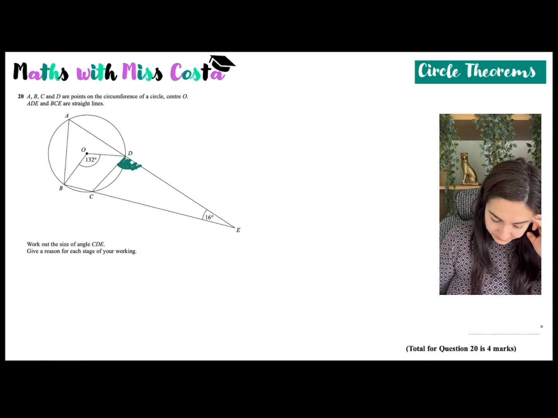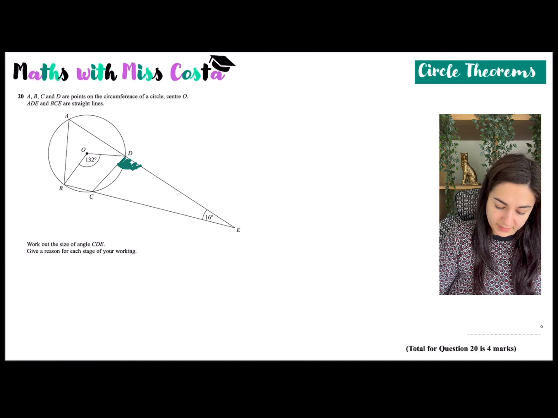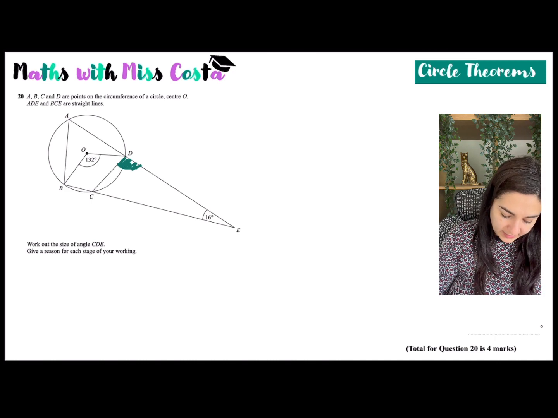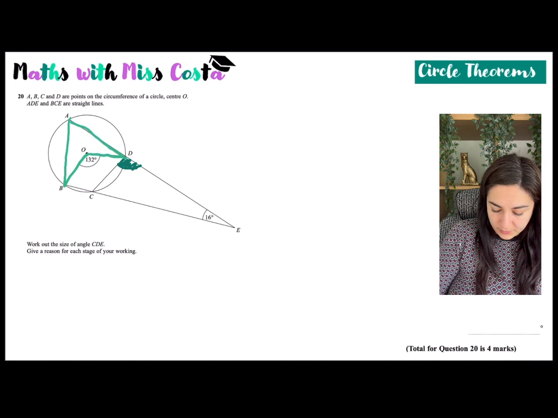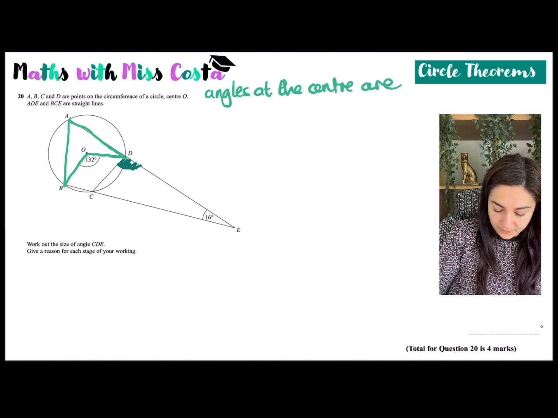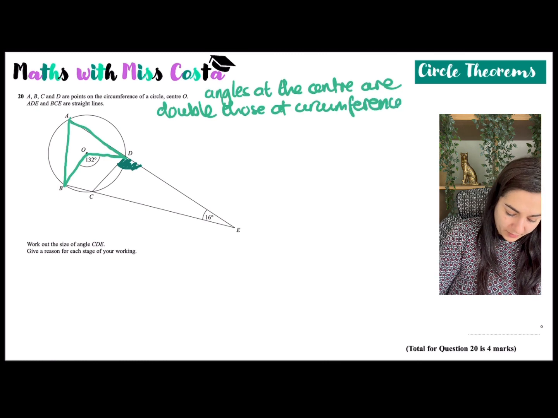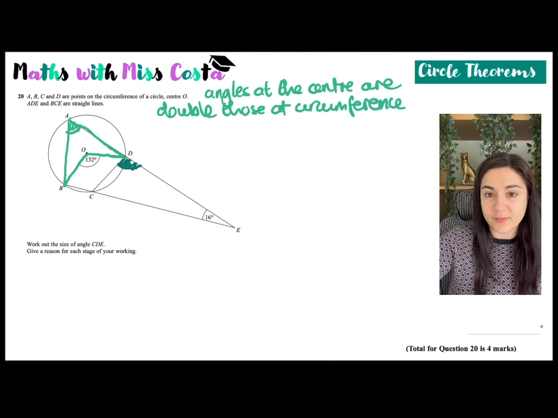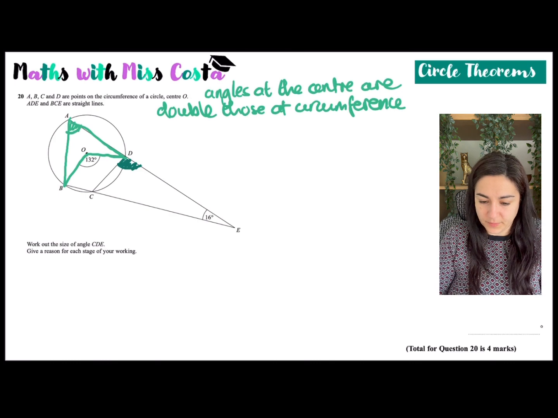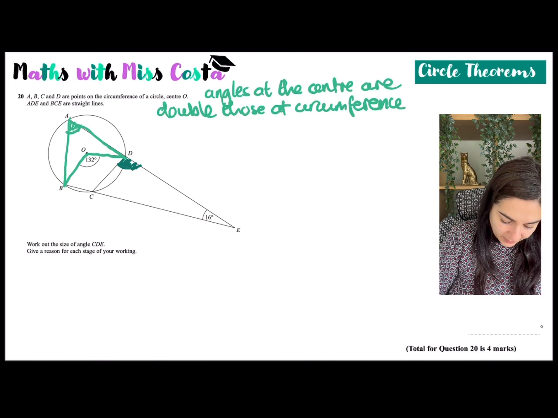Okay, so let's think about all of the things that we do know. Well, over here, you have the circle theorem of angles at the centre are double those at the circumference. So hopefully you saw that. So we could figure out what this here must be. Half of 132 is 66. So we know that this angle here must be 66.